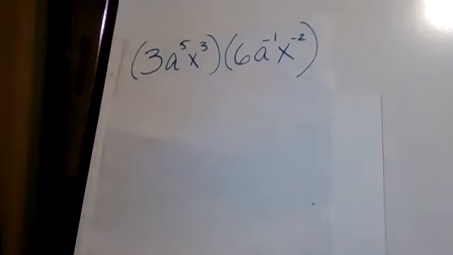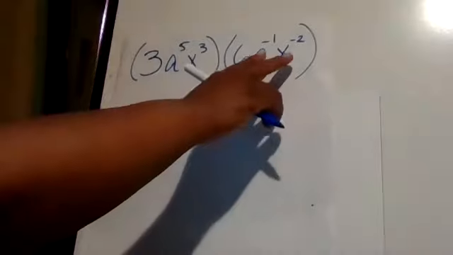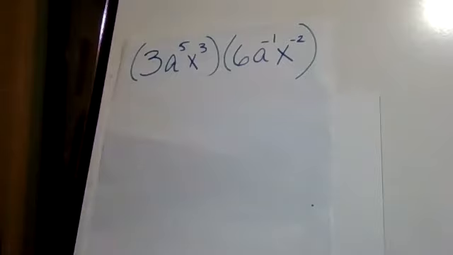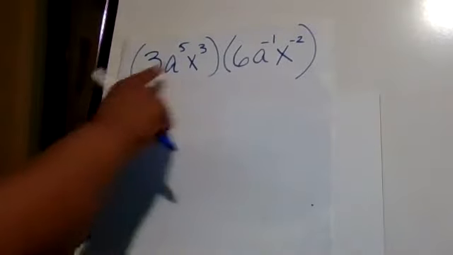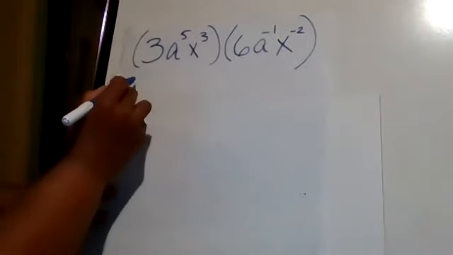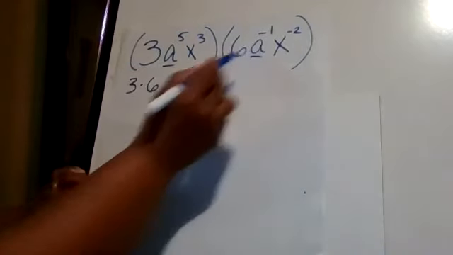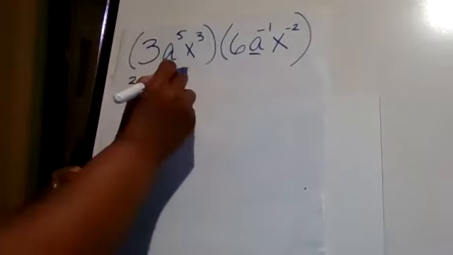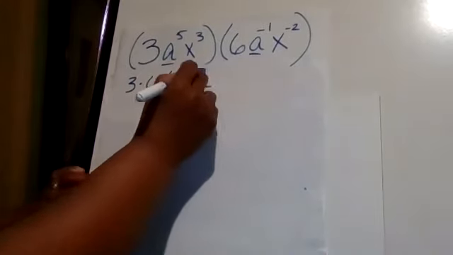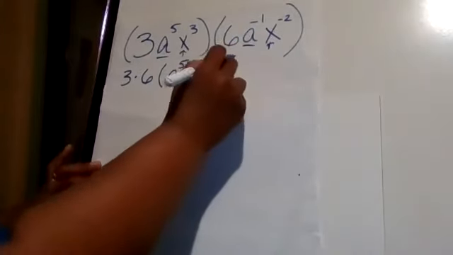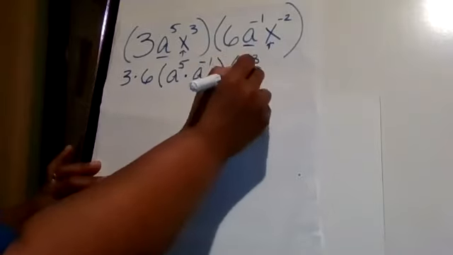Now, if you look at this problem, we have some negative exponents. You really don't have to change them to positive exponents. You can use one of those rules in conjunction with the first one. So let's rearrange it. The 3 and the 6 are numbers. I can multiply those together. So I'm just going to rearrange it: 3 times 6. The a's, I'm going to put them in their own parentheses, like bases. And the x's, I'm going to put them in their own parentheses, like bases.